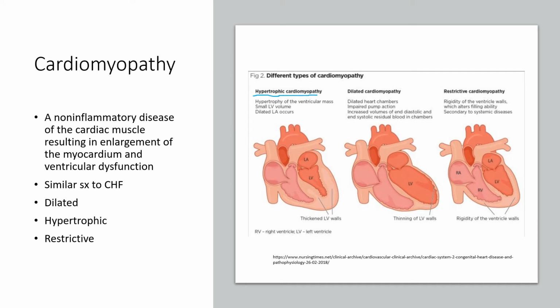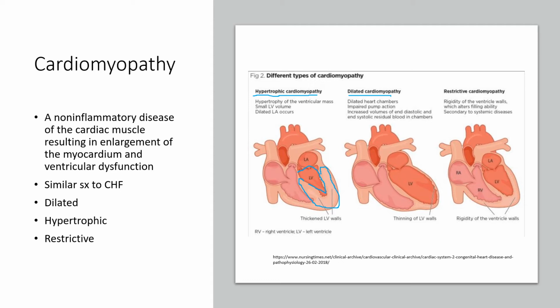So what actually happens is the muscle of the ventricular walls thickens, which causes less space for blood in the left ventricle. So there's a small left ventricular volume and a dilated left atrium occurs. In a dilated cardiomyopathy, what happens is there's dilation of the heart chambers and there's an impaired pumping action.